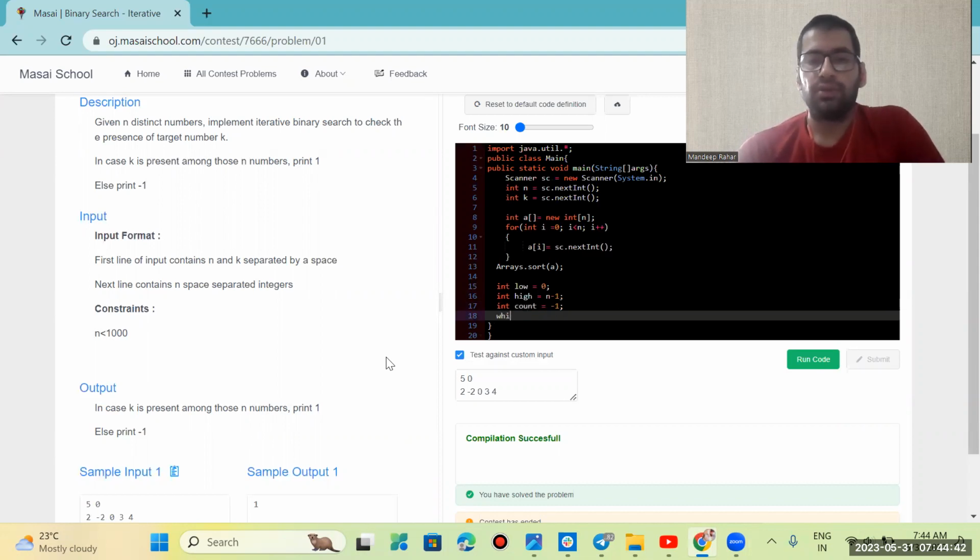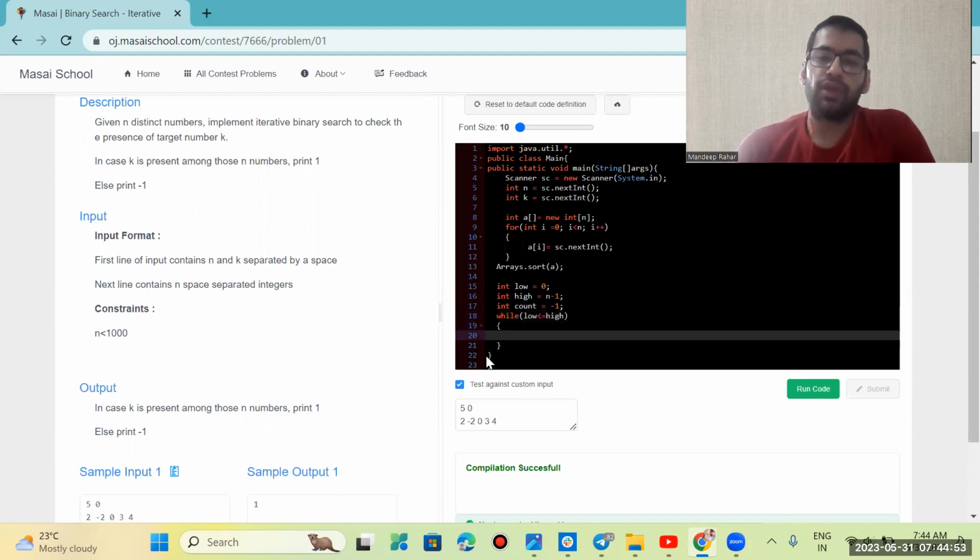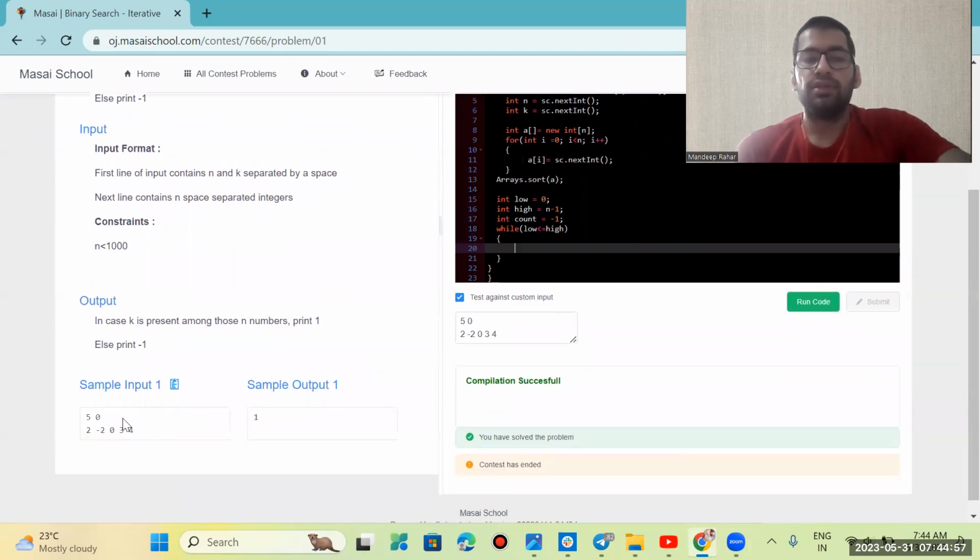Now I take a while loop, while my low is less than or equal to high. Why am I taking count equal to -1? Because if we don't find this integer in our array, then we print -1. If we find it, then we print count. That's why I take it. So for now, my first work in this question is to find mid.